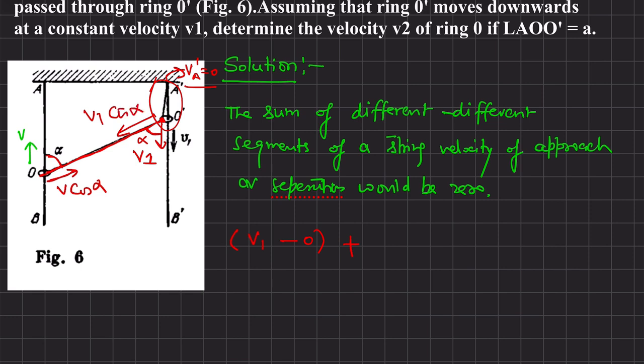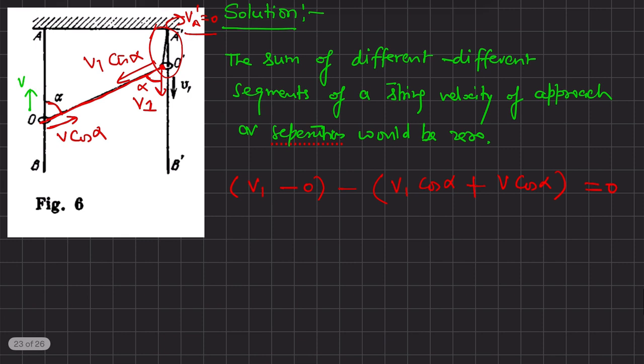So what we can say? Here the approach which is happening, we are going to represent with a negative value, because if separation is positive, then approach should be negative. So instead of putting the positive sign, I'm going to put a negative sign. So minus v1 cos alpha plus v cos alpha, and that sum should be equal to 0. So this is a single line equation that I have written.